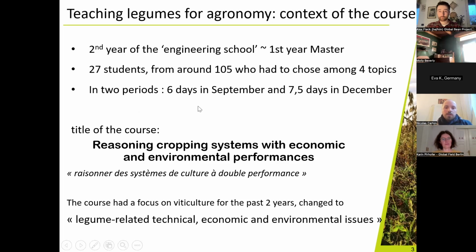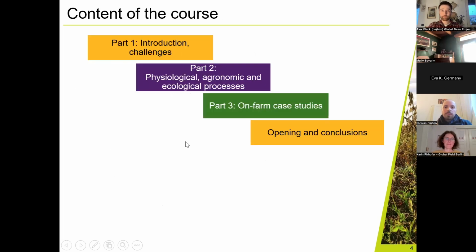For the context, the course was in 2 periods, as you see on the slide: 6 days in September and 7.5 days in December. So it's very short, and yet you already have the time to do several activities like I'm going to present. I chose to divide it like this.